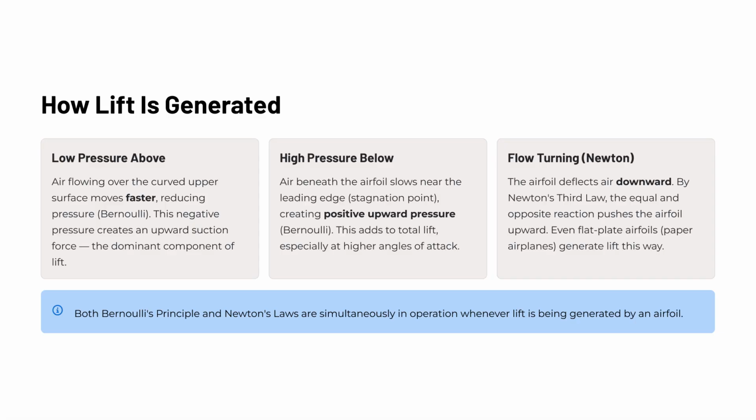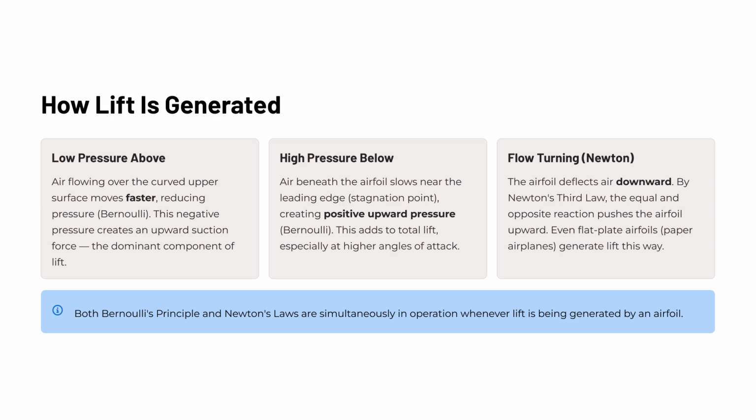Lift is generated through two complementary physical principles working together at all times. Understanding both is essential to understanding how wings actually work. On the upper surface of the airfoil, the curved shape accelerates airflow. As velocity increases, pressure drops. This is Bernoulli's principle in action. The result is a region of low pressure above the wing that essentially pulls the airfoil upward. This suction effect is the dominant component of total lift in most flight conditions.